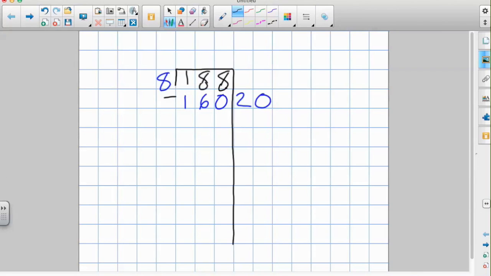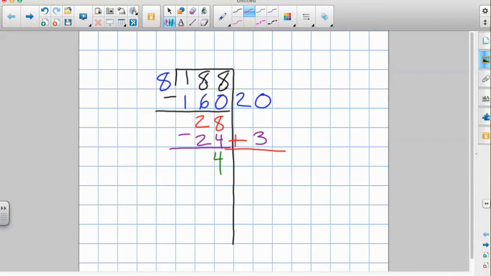And now I'm going to subtract 188 minus 160. 8 minus 0 is 8. 8 minus 6 is 2. And 1 minus 1 is 0. So my new goal number is 28. So I ask myself, what math fact times 8 gets me close to 28? And I know that 8 times 3 is 24. Again, 28 minus 24. 8 minus 4 is 4. 2 minus 2 is 0. So I'm left with 4. I've got 4 left over.